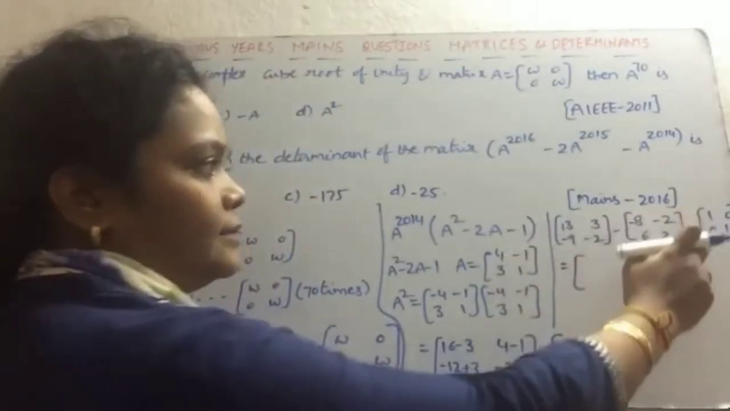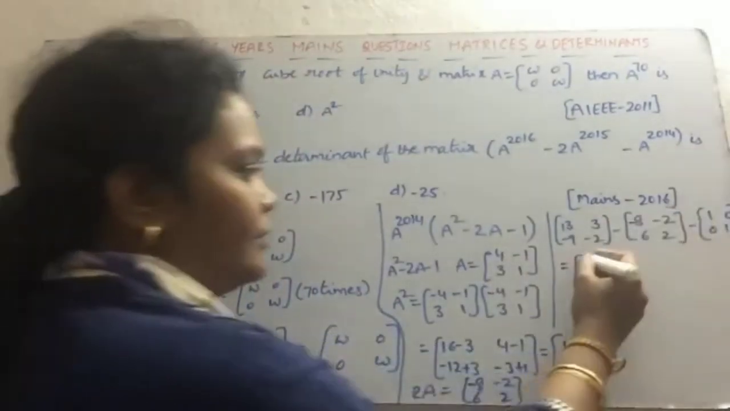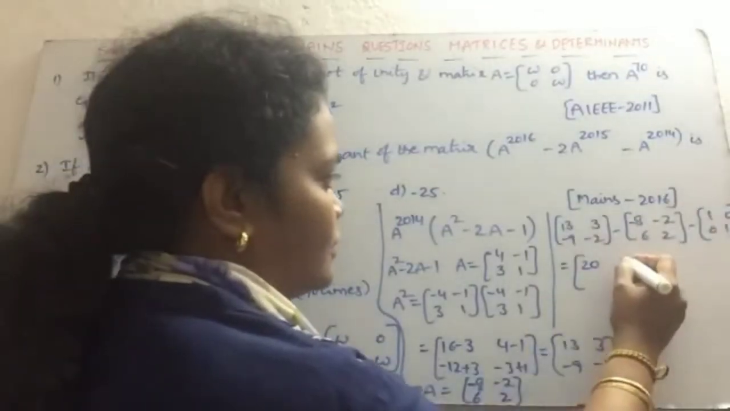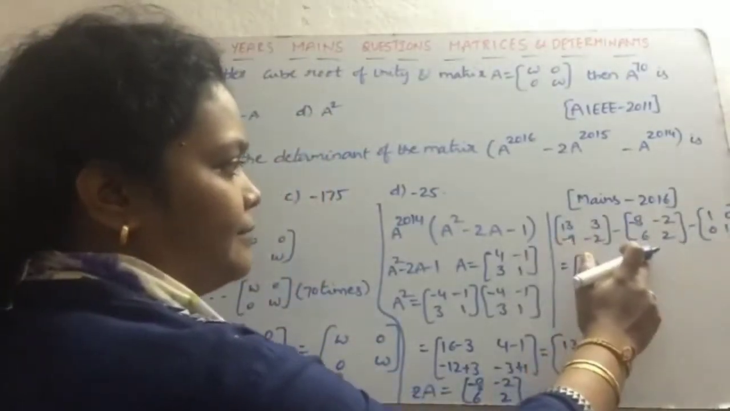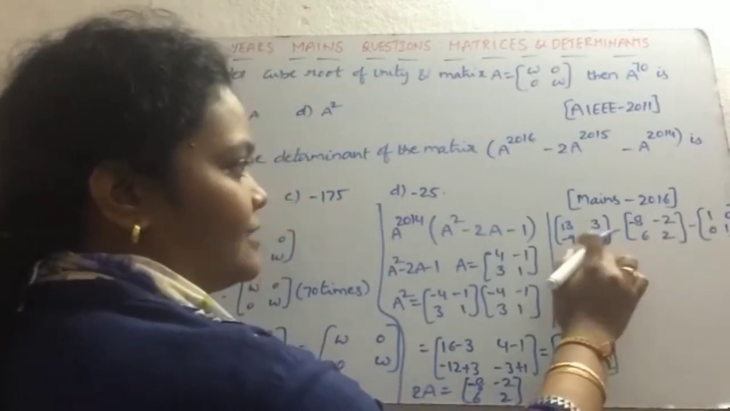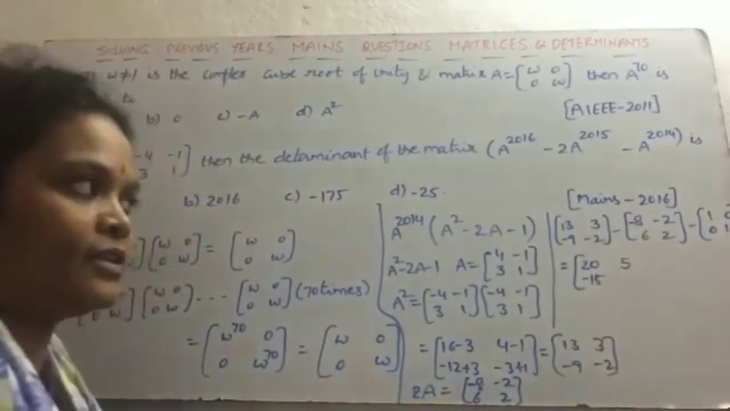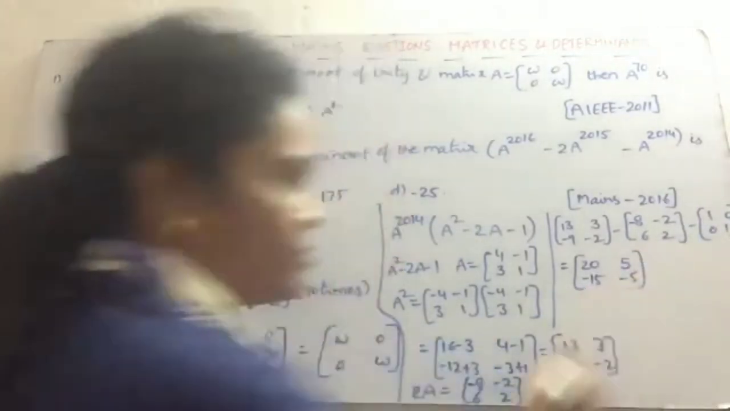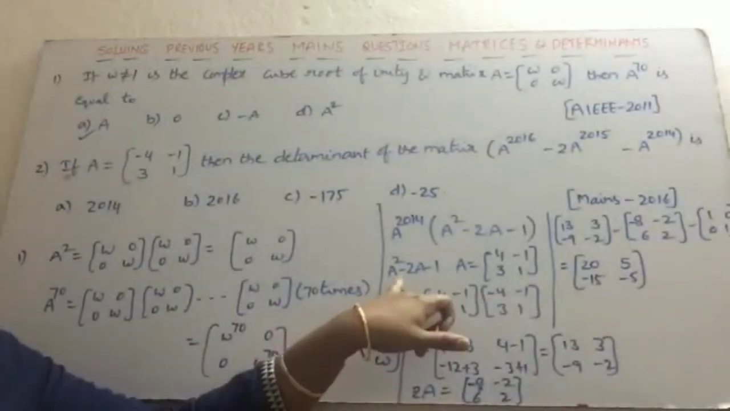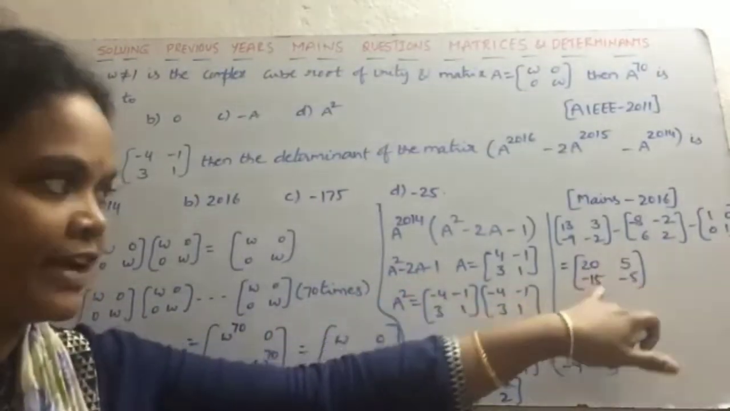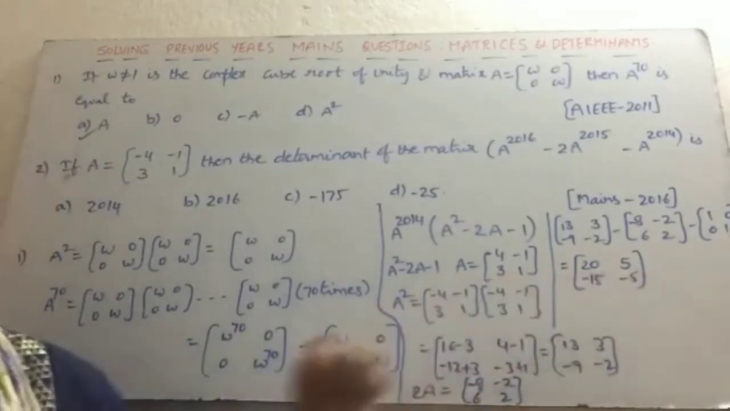13 plus 8, 21; 21 minus 1, 20. And 3 plus 4, 5. And next, minus 9 minus 6, minus 15. And minus 2 minus 2 minus 4, minus 4, minus 1, minus 5. So that is A square minus 2A minus 1: 20, 5, minus 15, minus 5.